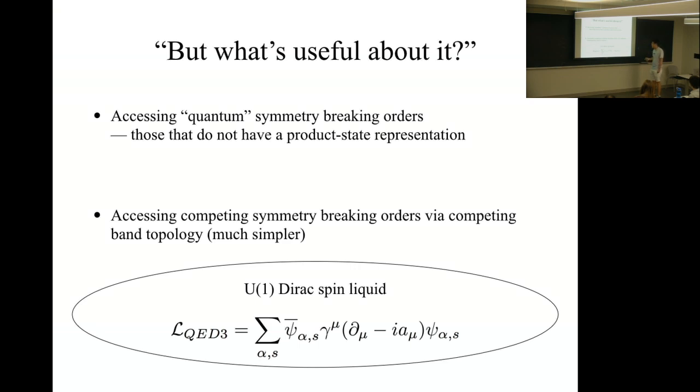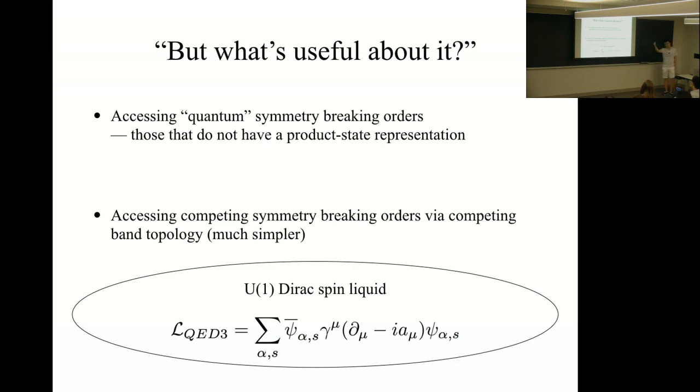The other thing that's much more relevant is that I can now actually access the theory of competing symmetry breaking orders via the theory of competing band topology. And the theory of competing band topology is way simpler, right? Because we know a great deal about them. Let's say if I want to go from one band topology to a very different band topology, what do I do?